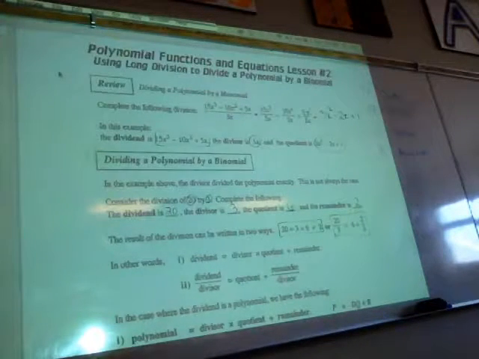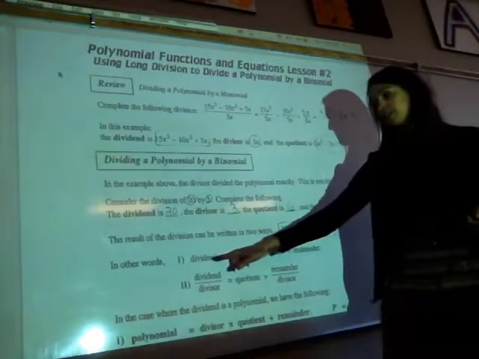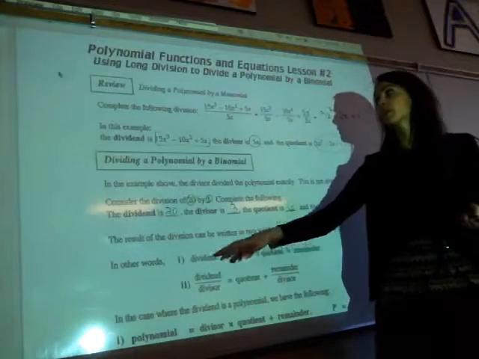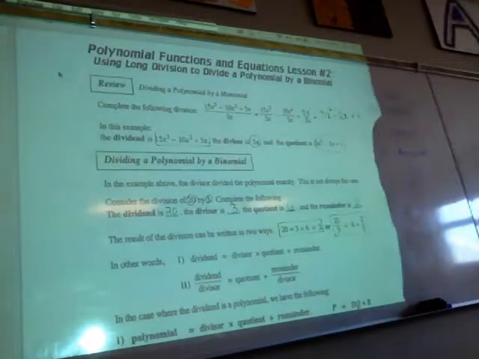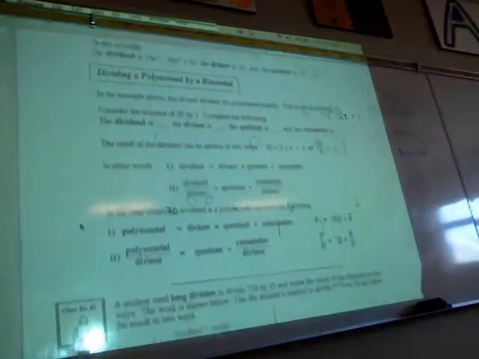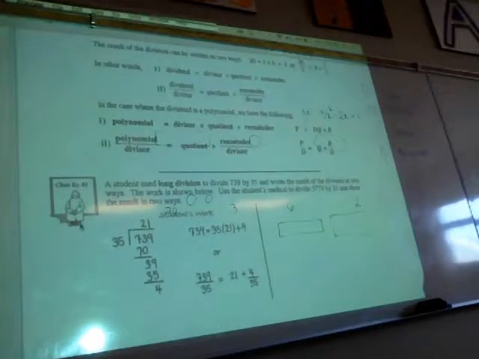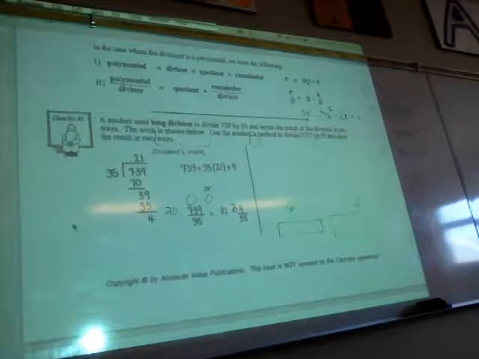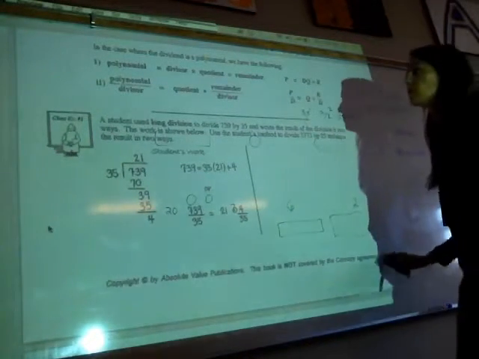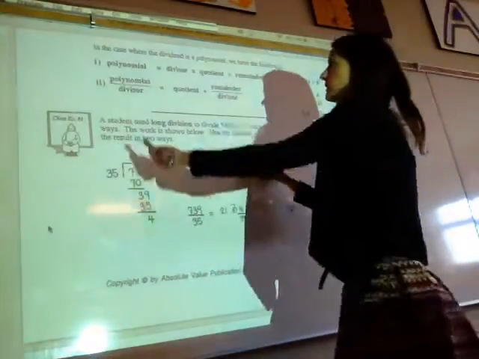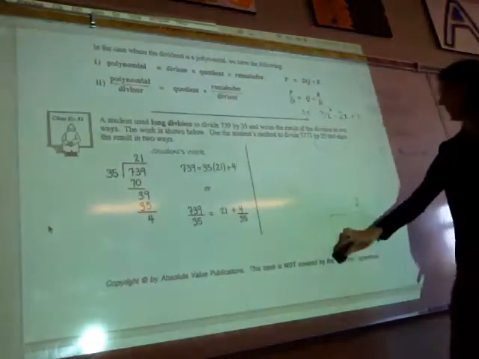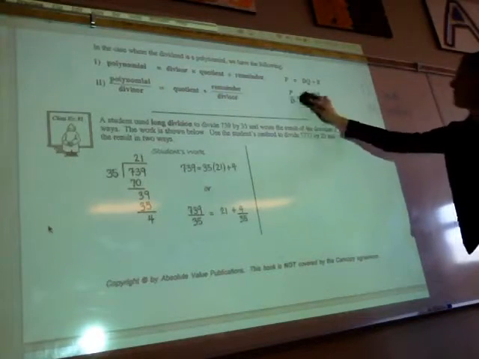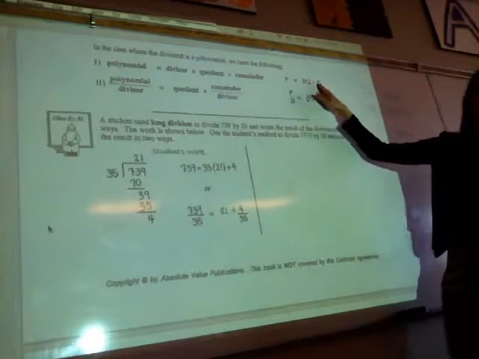In the case of this lesson though, we're going to be dealing with polynomials. So instead of using the term dividend, so the number or the polynomial that we start with, we're going to be using the term polynomial. And that leads us into 2 forms in which we would answer our question. Okay, so we would have the polynomial, right here, is equal to the divisor times the quotient plus the remainder. And in short, we have P equals dq plus r.